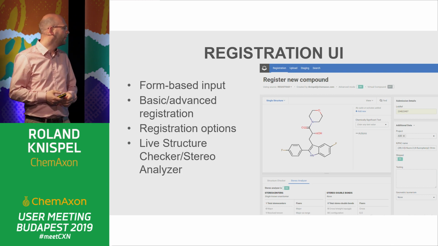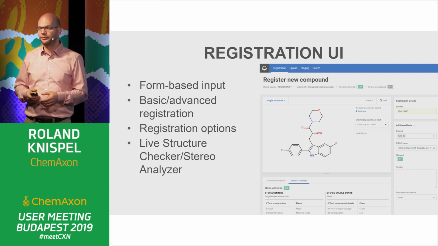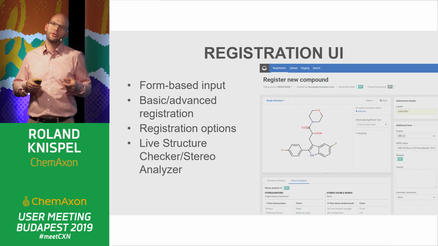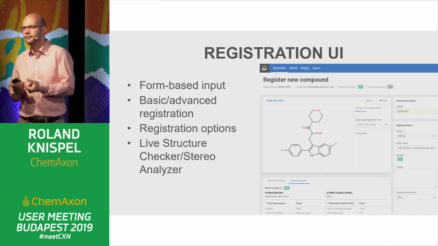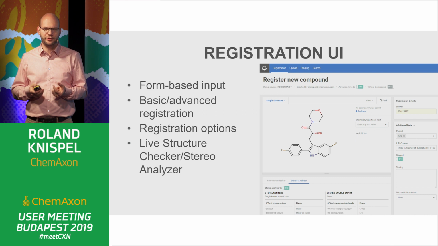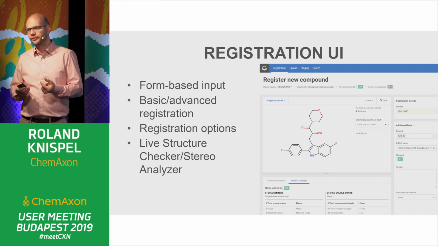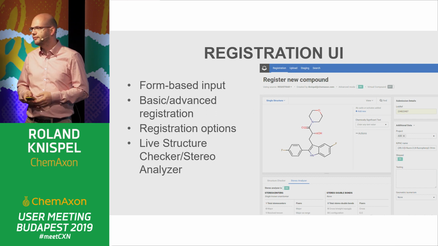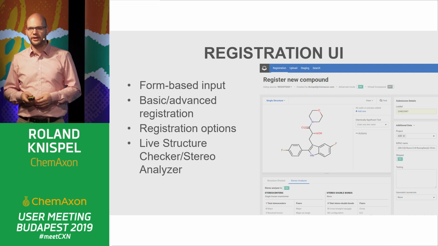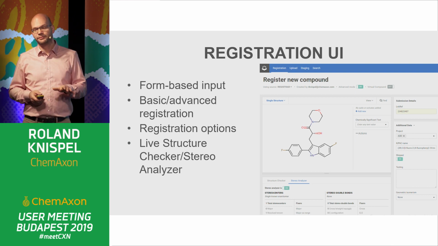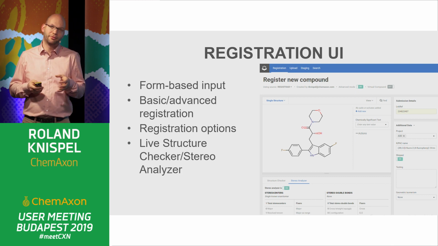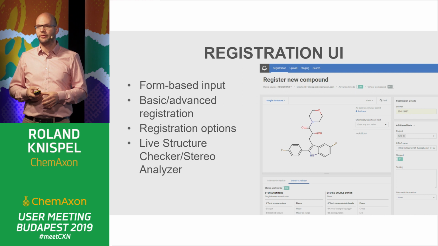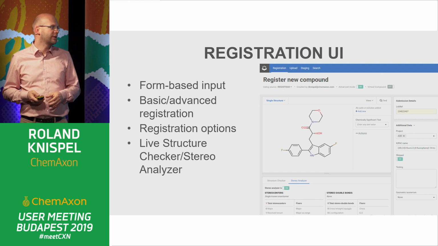You can have some live structure checking, stereo analyzing that helps chemists especially in order to recognize how they should actually draw certain stereochemistry information that they know by their analytical procedures, but they may not be very familiar with how to express this within the chemical file formats or how to draw this in their chemical sketchers. So that's a helper utility that, in many cases, prevents wrong drawings of the structure initially.